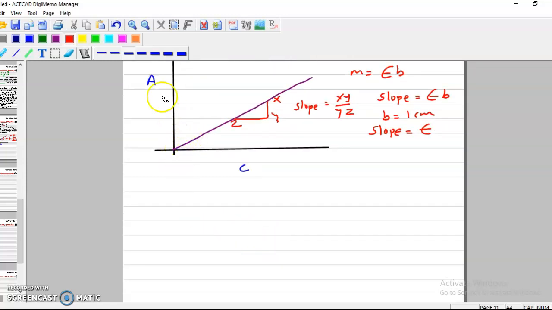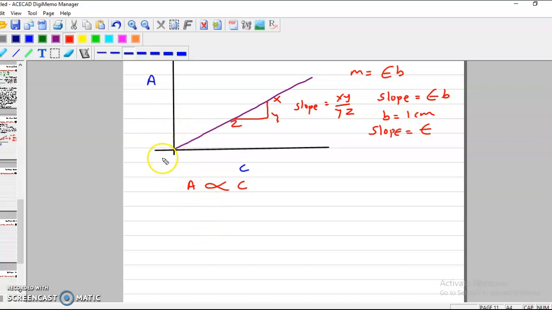Okay. So this graph shows that as absorbance increases, concentration also increases or vice versa. So absorbance is directly proportional to concentration. So this is a graph which gives us this information.